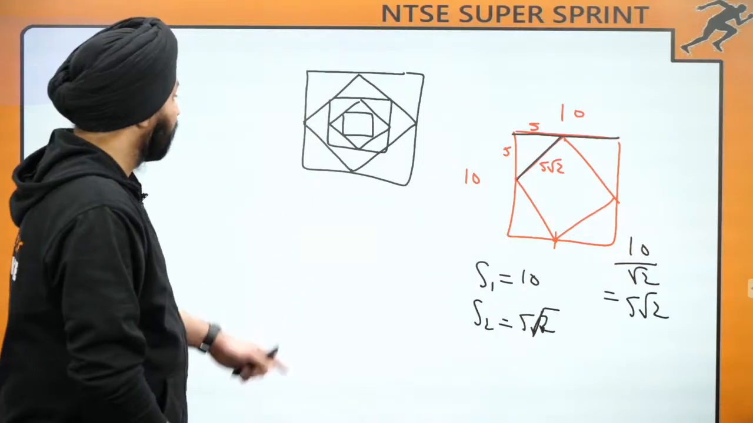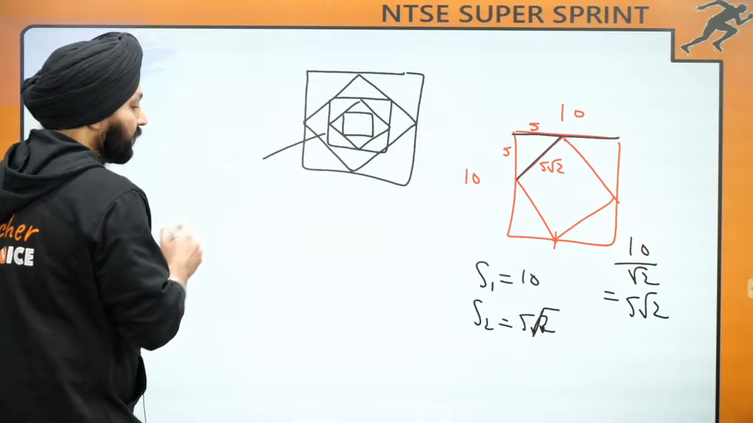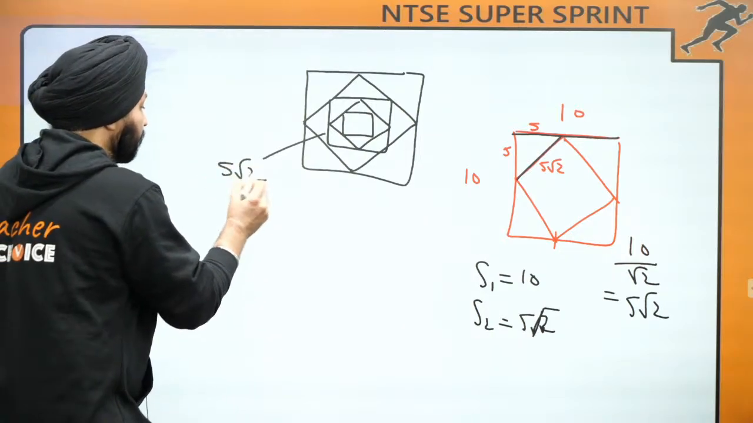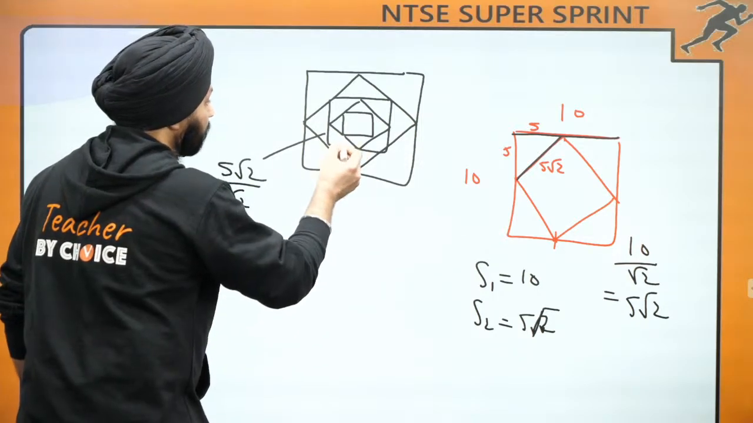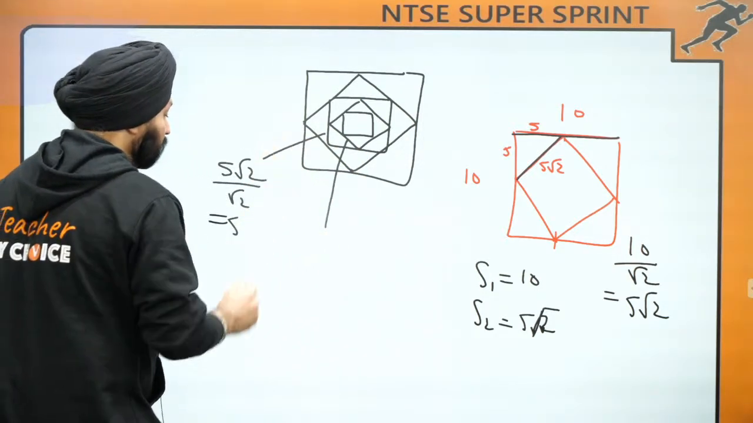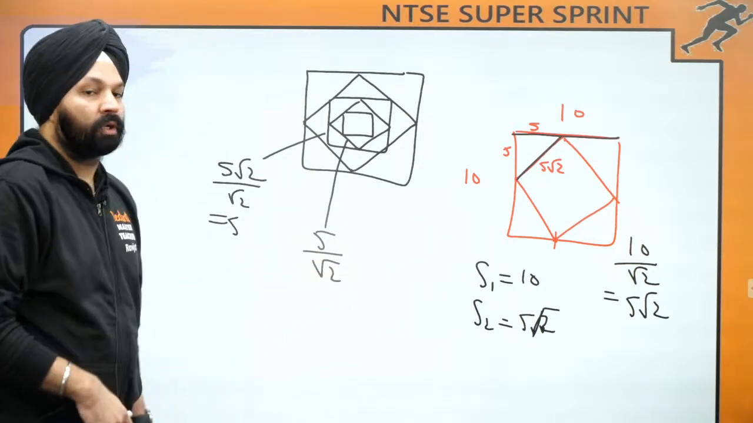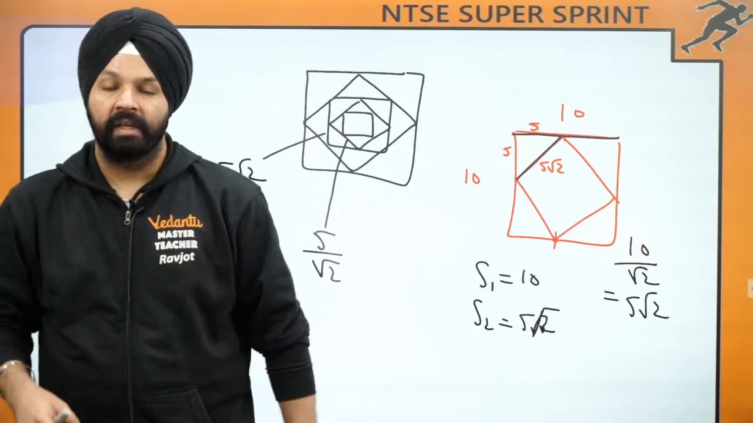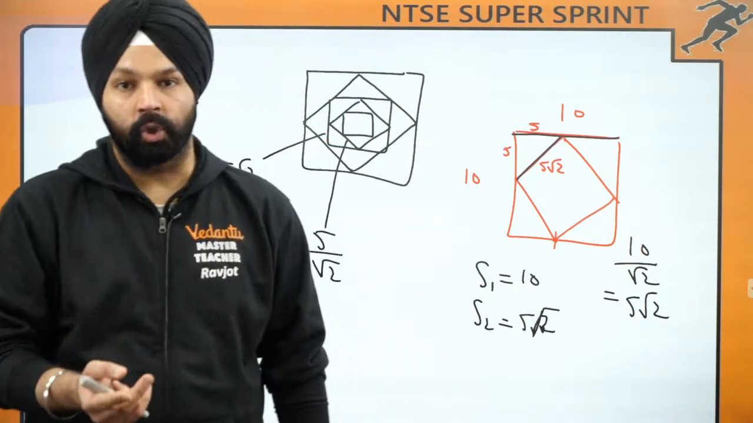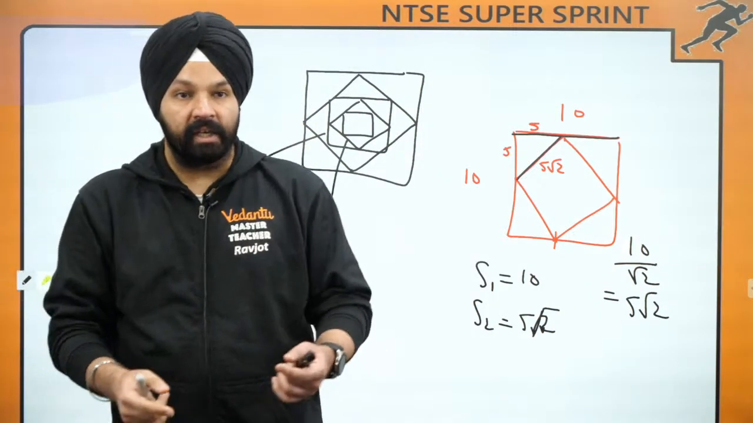Similarly, if I have to look for the third one, what will be the side? So 5 root 2 will be divided by root 2. That will be 5. If I say the fourth one, its side will be 5 by root 2 and so on. Whenever you draw a diagram by joining the midpoints again and again, each side gets divided by root 2. Now if you know this, you can easily calculate the area ratio also.